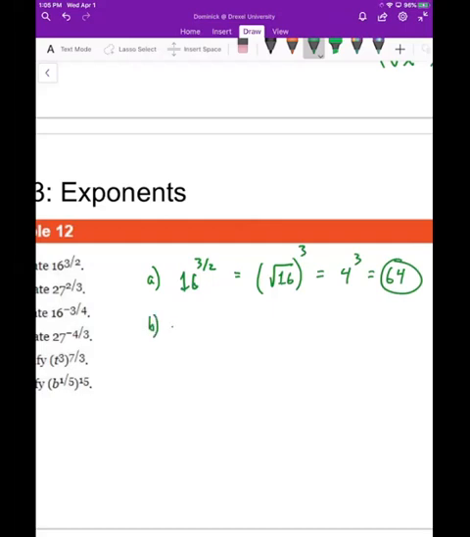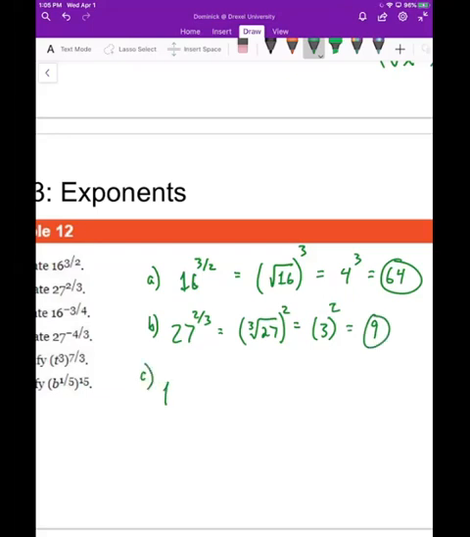Part B, we have 27 to the 2 over 3. Well, by this rule, this is a cube root of 27 squared. What's the cube root of 27? I need a number that if I multiply by itself 3 times gives me 27. If you think about that, you'll find that that number is 3. And of course, if we square 3, we'll get 9.